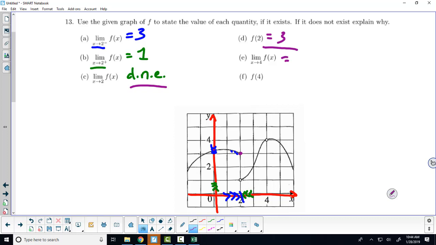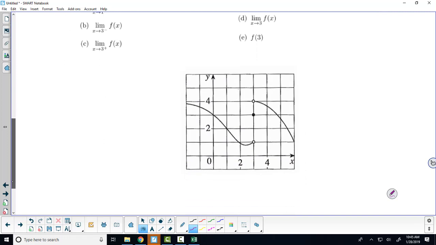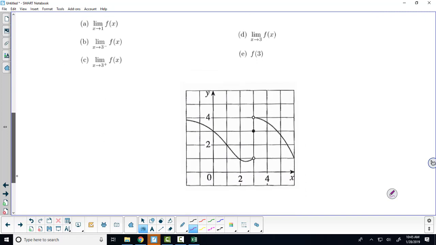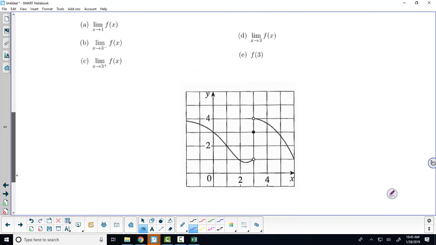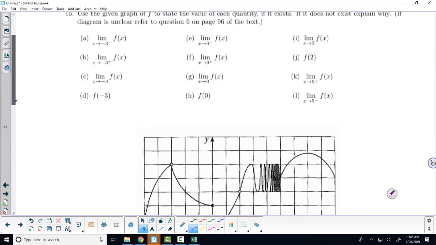All right, what's the limit proper as x approaches 4 for this function? It is 4, even though f of 4 is undefined. I'll let you do number 14 on your own time. Do work through it. Let me know if you have any questions. I think you've got all the tools you need to do that. Let's flip over to number 15 here.